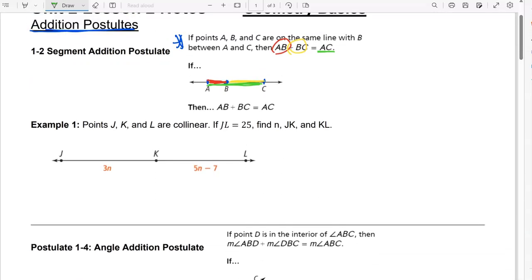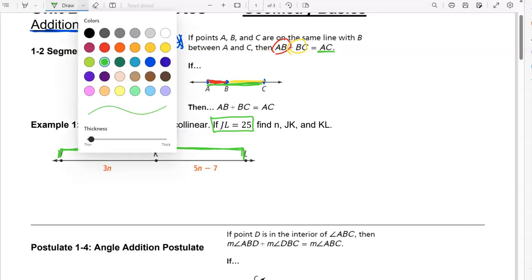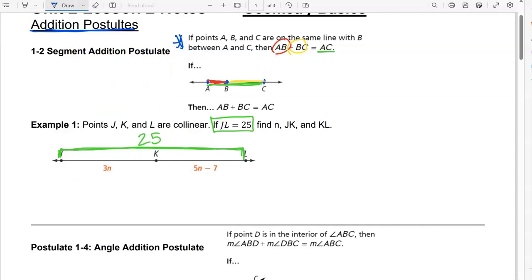So if we look at that with an example, it says points J, K, and L are collinear, which is the basis for this postulate. If JL equals 25, I would label what you know. So we know that JL, which is the entire thing, J to L, is 25. It says find n, JK, and KL. So the first thing we're going to do is find n.